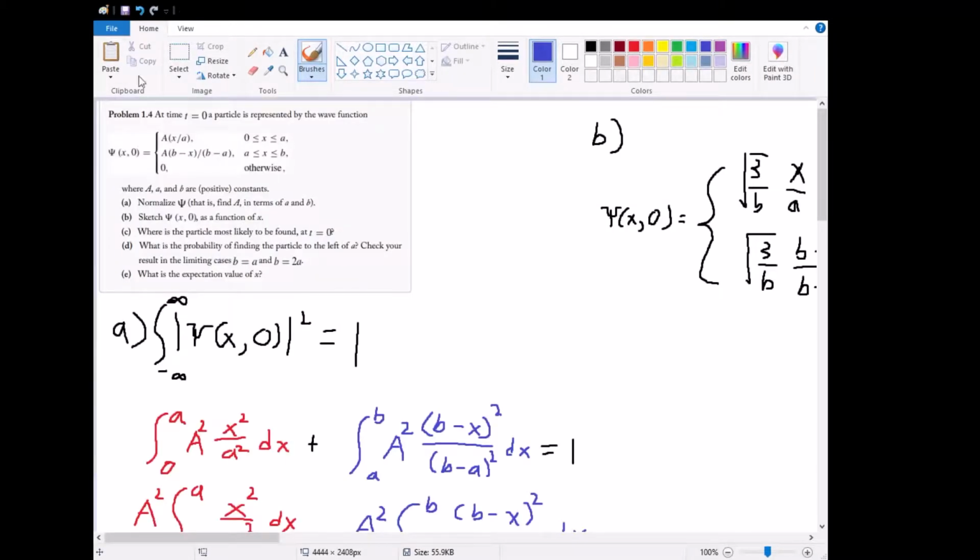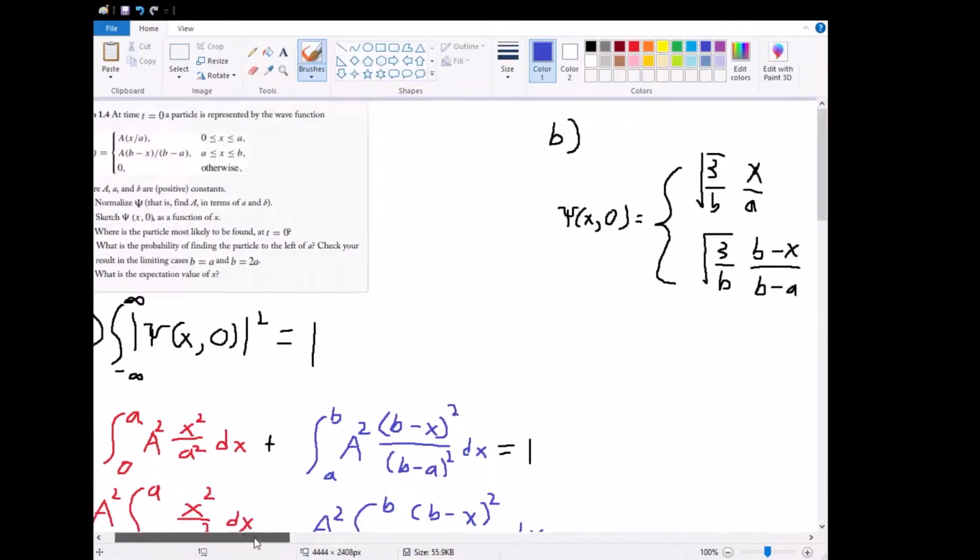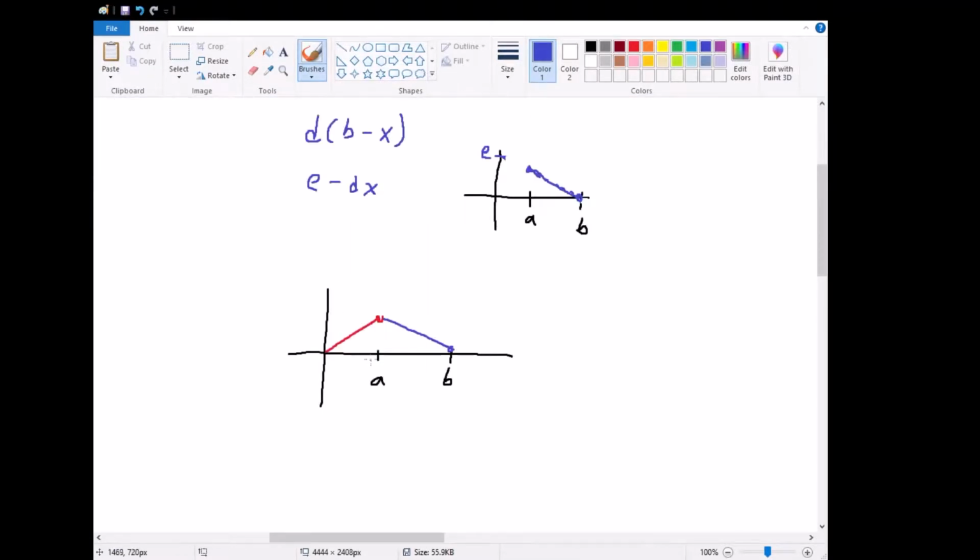In part C, we now want to know where the particle is most likely to be found at t equals 0. In part B, we confirmed that the wave function, when graphed out, looks like a triangle. So to find the most probable position of the particle, we just need to find the point along this graph where psi has the highest magnitude. Since this is a triangle, the answer should be obvious: the highest probability is at the vertex of the triangle, where the upward slope meets the downward slope. And that happens exactly at a.